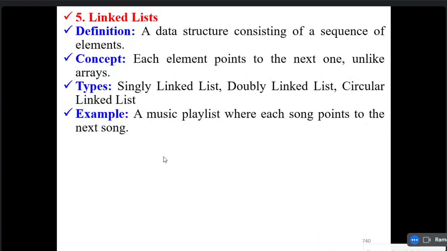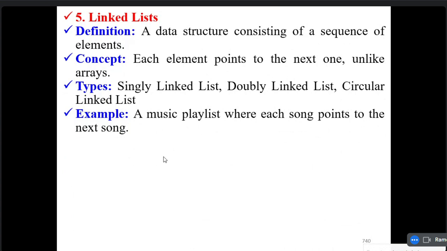Then linked list. I have already explained linked list. A list is a collection of elements. Yes, sir, a list is a collection of elements. A linked list means a collection of nodes connected by links in one direction, called a single linked list. A collection of nodes connected by links in both directions is called a double linked list. A collection of nodes connected by links where the last node is connected to the first node is called a circular linked list.